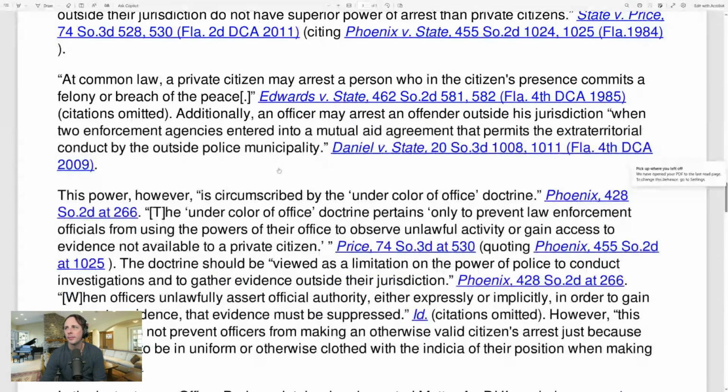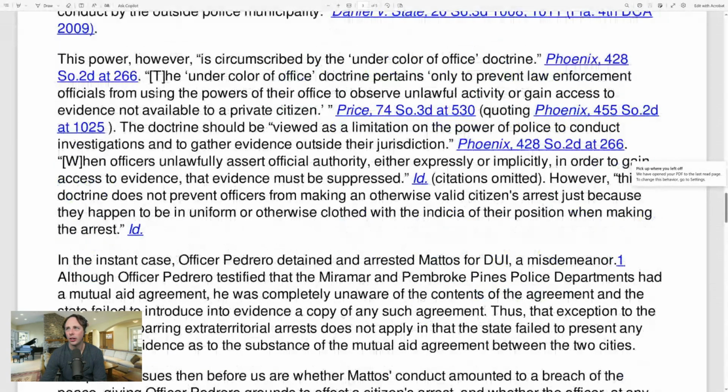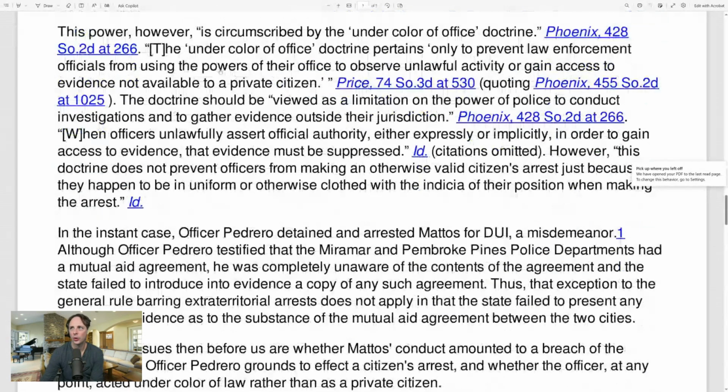Okay, so here we go. This power, however, is circumscribed by the color of office doctrine. The under color of office doctrine pertains only to prevent law enforcement officials from using the powers of their office to observe unlawful activity or gain access to evidence not available to private citizens. So again, police can't just willy-nilly do anything they want just because they flash their badge. They can't go into a jurisdiction they don't have permission to be in and make arrests, and then just use that to get access to evidence that's not available to a private citizen.